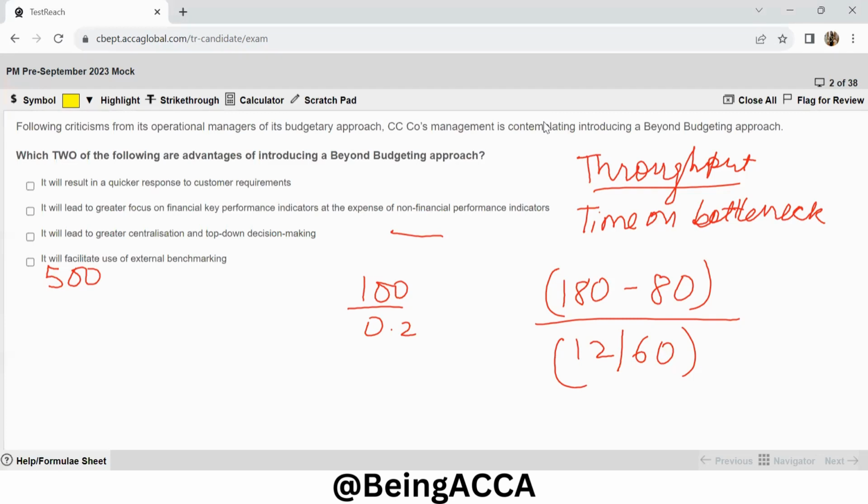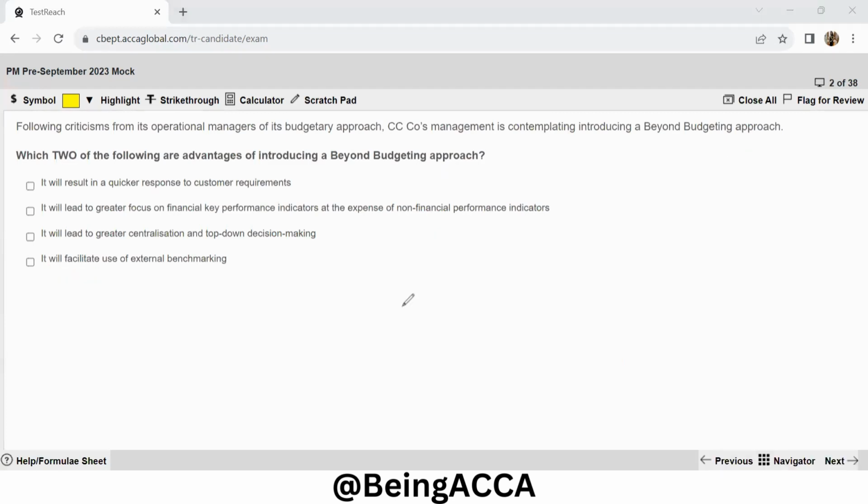The second question says, following criticisms from its operational managers of its budgetary approach, CC Company's management is contemplating introducing a beyond budgeting approach. Which two of the following are advantages of introducing a beyond budgeting approach? Definitely let's have a look at the advantages. It will result in a quicker response to customer requirements. Yes, this is true. Why?